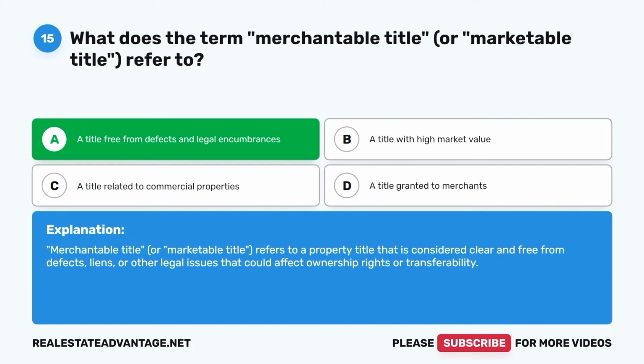Merchantable title, or marketable title, refers to a property title that is considered clear and free from defects, liens, or other legal issues that could affect ownership rights or transferability.